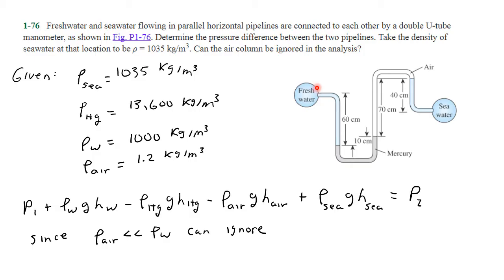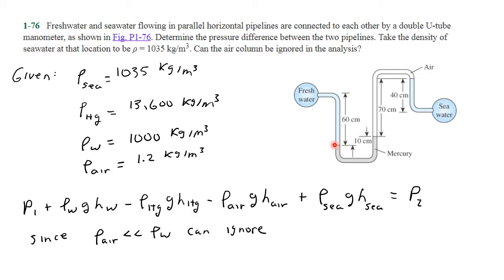Let's start at the freshwater tank, and keep track of the pressures as we go around the double U-tube to the seawater side. We'll call P1 the pressure in the freshwater tank, whatever that is. Here we start, so we're going down. We'll call HW the height of the freshwater. So we have plus density of water, g, h water. Then we're going down, so we add.